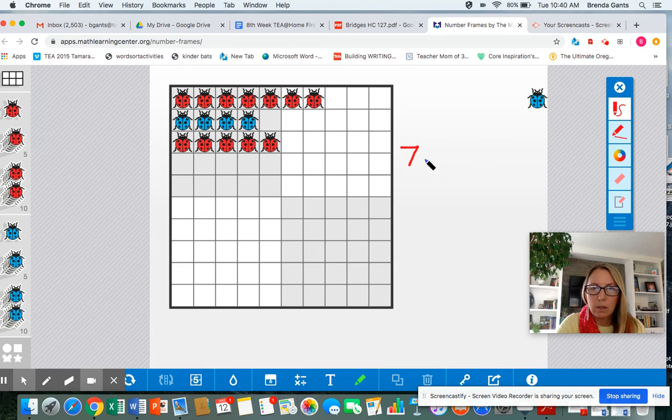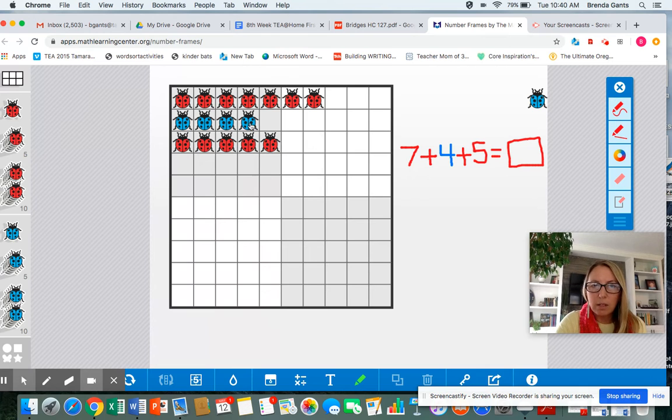7 plus, I'm going to change my color just to match up with those ants that are in the middle. Plus 4 plus, let's see, plus 5 more equals how many in all? Let's ask us how many were there in all.